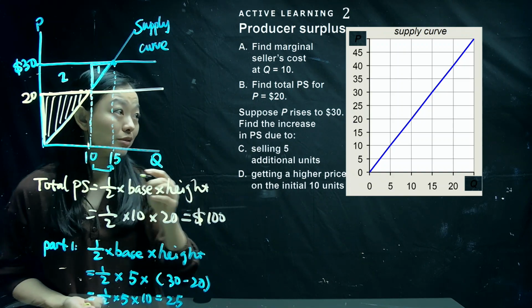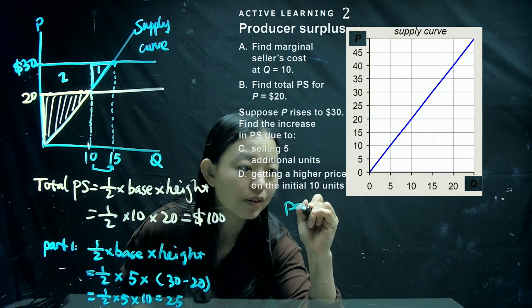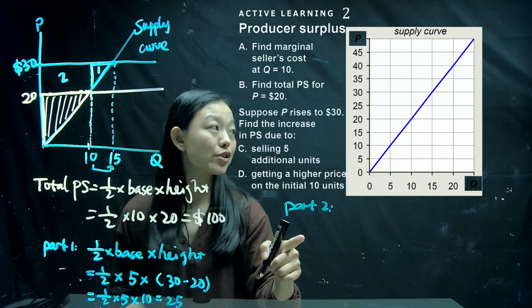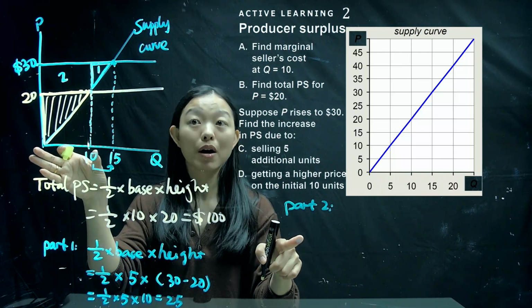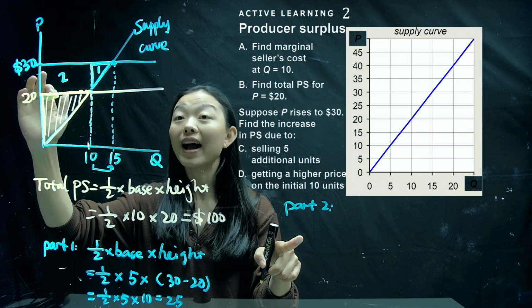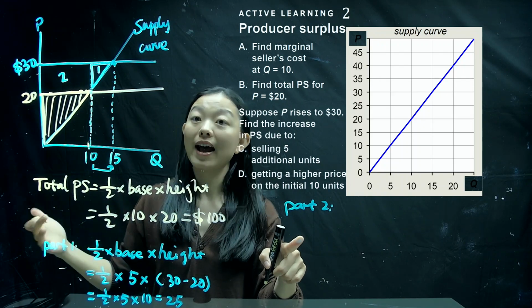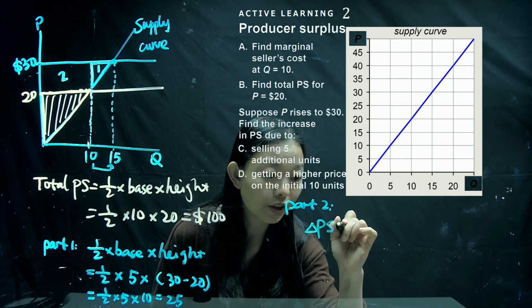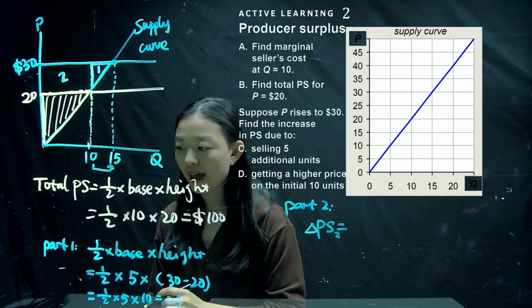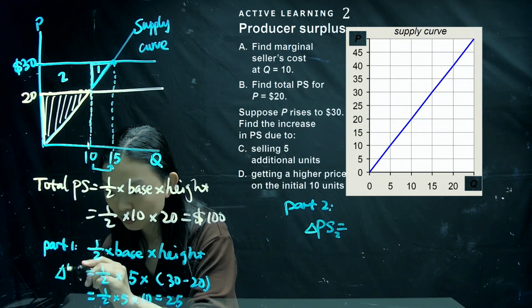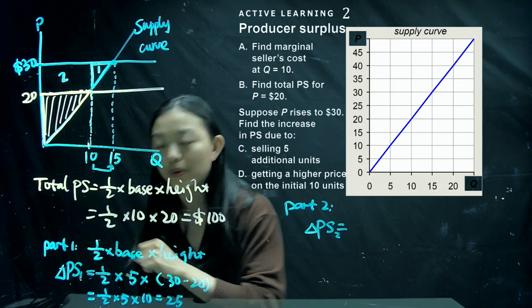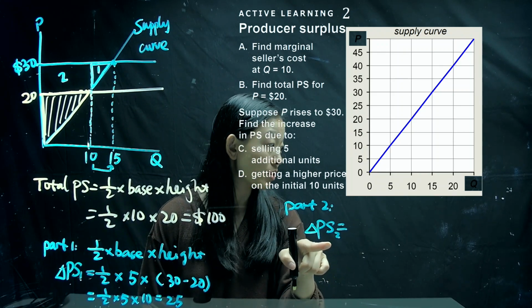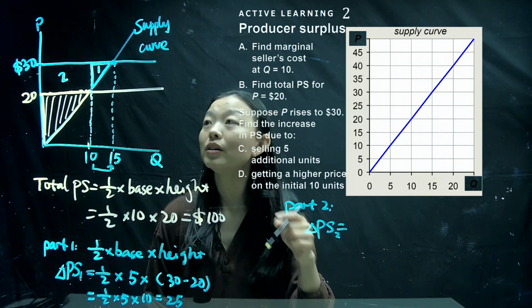And part two will be a little bit special. Part two measures the sellers in the market. They now can enjoy a higher price, right? They have more profits, which means their producer surplus also increases. And this will be the producer surplus increase based on part one. And this is the producer surplus based on part two. I put the two here.